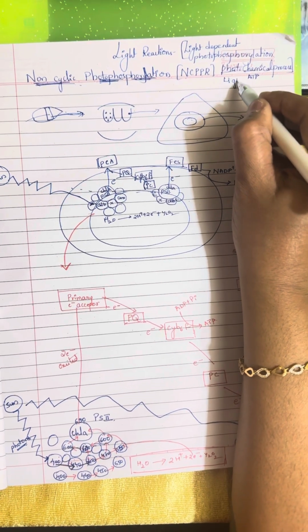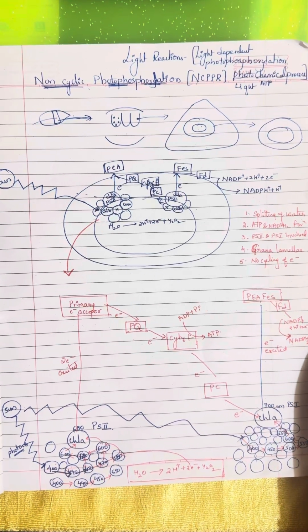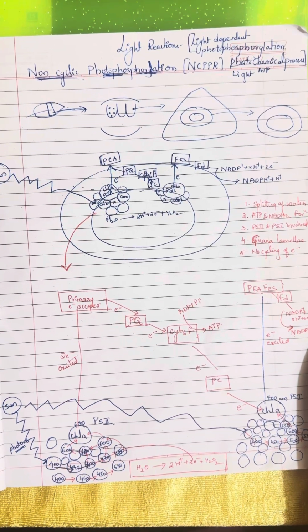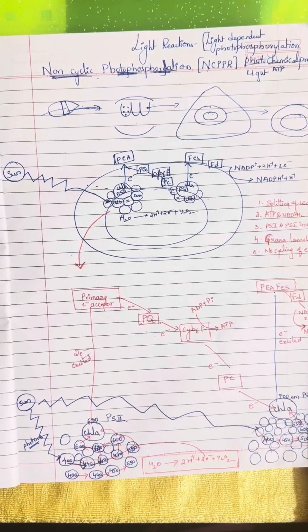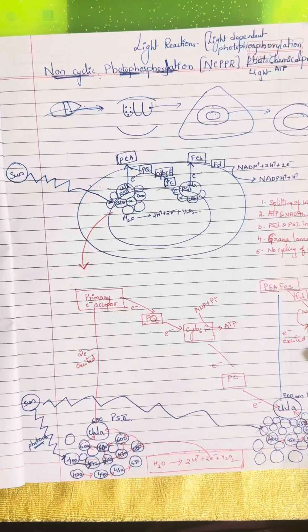Here we see that photo means light. That is why these reactions are also called photochemical reactions. The first reaction we see is non-cyclic photophosphorylation. Basically, light reactions are of two types.